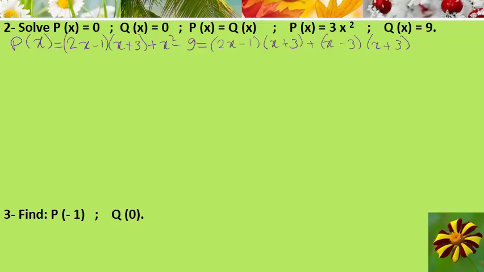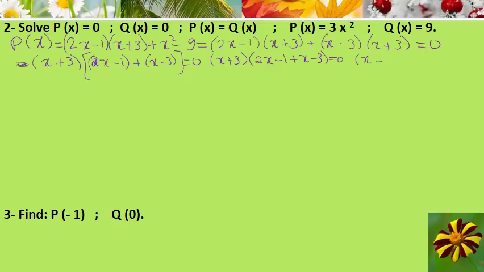Now what do we have as a common factor? x plus 3. So x plus 3, big parenthesis, into 2x minus 1 plus x minus 3, is equal to 0. x plus 3 into 3x minus 4 is equal to 0.